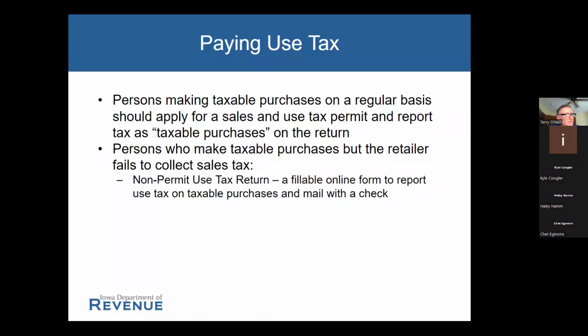But if you are an individual and you're making taxable purchases on occasion, but the retailer fails to collect the sales tax, so then it falls on you, you can fill out a non-permit use tax return. This is a fillable form that you can report the use tax on taxable purchases, and you can send a check to the department. That's something that is available to you. As I said, if you do this on a regular basis, if you constantly make purchases where you might owe use tax, you should register with the department. For those situations where it's just a once in a while type of thing, you can fill out the form and send it to us that way.